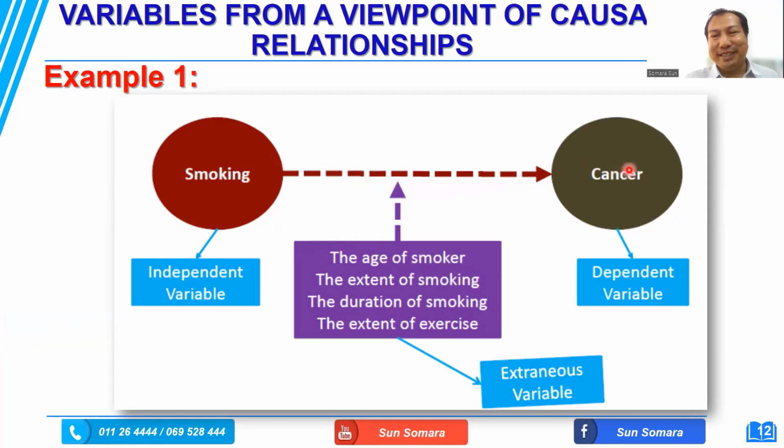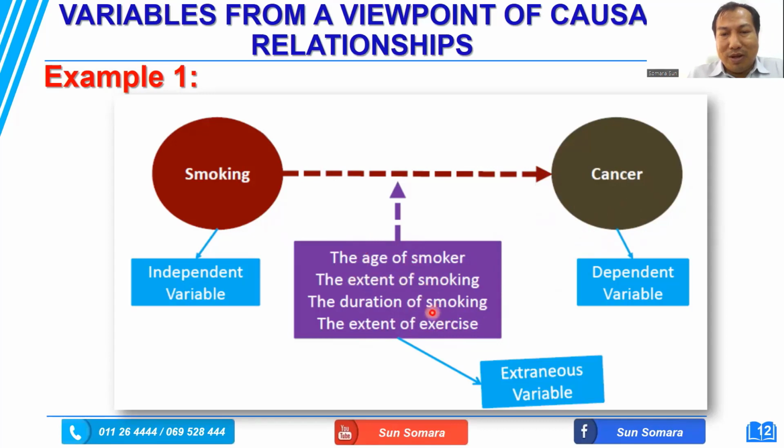It might be something that really affects it, such as age, the extent of smoking, and the duration of smoking. Some may start very young and continue until old age, and then the situation of cancer might be worse. The extent of exercise matters too. They start smoking very young, but it's still fine since they keep exercising. Their cancer may not attack them.